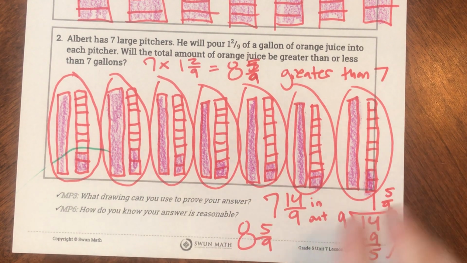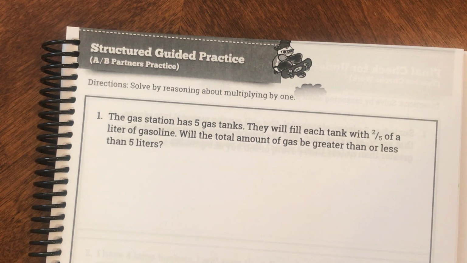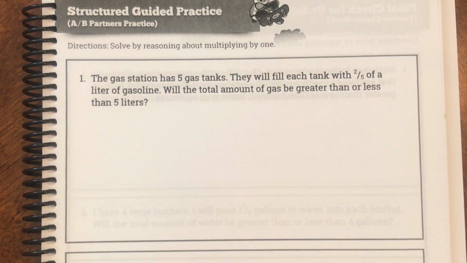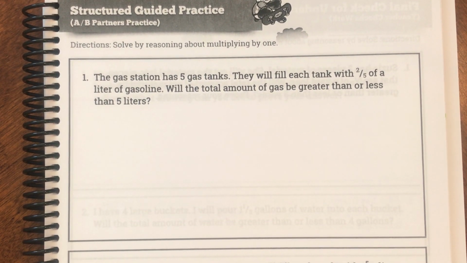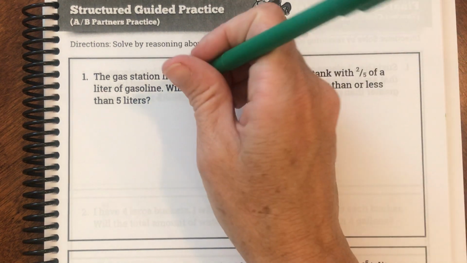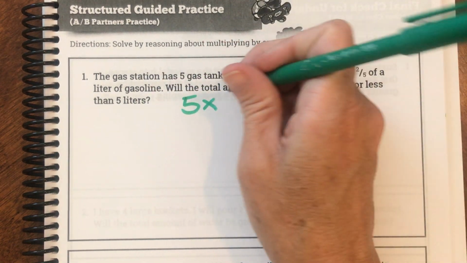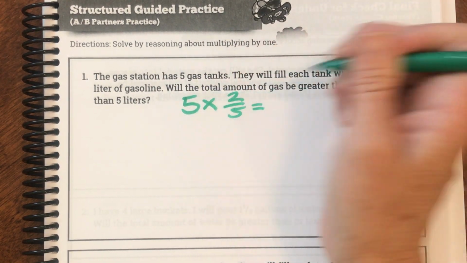Okay, so let's try some of these. We're on page 162. And our first problem says, the gas station has 5 gas tanks. They fill each tank with 2/5 of a liter of gasoline. Will the total amount of gas be greater or less than 5 liters? Okay, so they have 5 gas tanks and each one has 2/5.